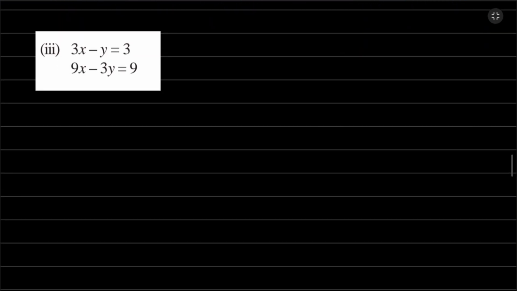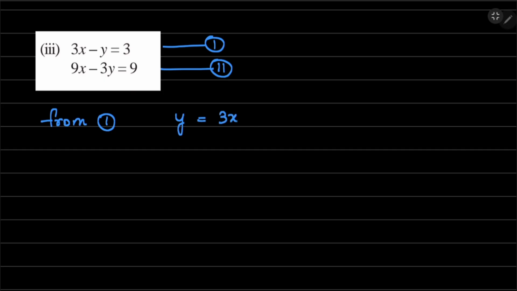Moving on to the third question. 3x minus y equal to 3 and 9x minus 3y equal to 9. As usual, let the first one be equation 1, let the second be equation 2. So, from equation 1, I can write what is your y. If you see here, y goes to the RHS to become plus y. 3 comes to the LHS, so it will become minus 3. So y is equal to 3x minus 3. Let this be your equation 3.